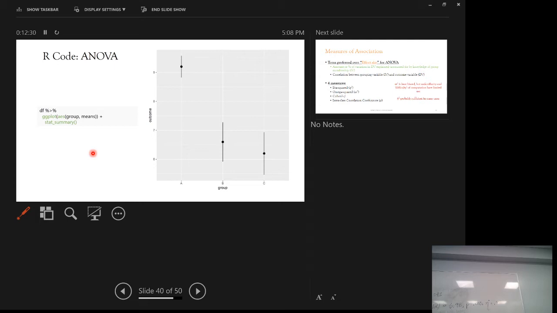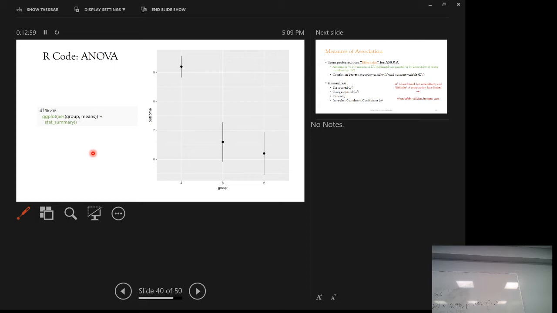And then if you add a layer, before we've done geom line and geom point, you can add this layer stat summary, and what it does is it puts a point at each of the averages and makes these lines that are the standard deviation. So this is a visual. So we had group A, B, and C. Group A's average is higher. B and C are very similar.